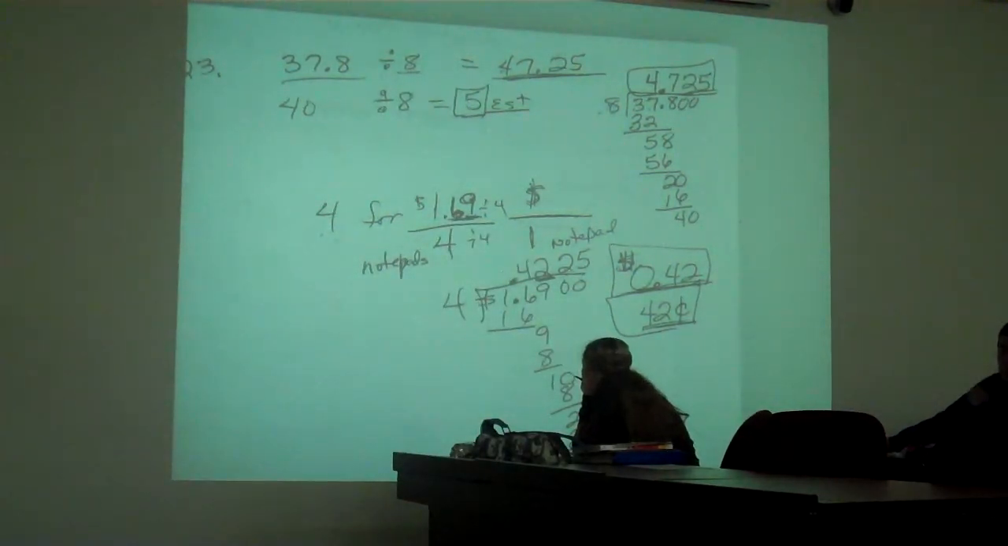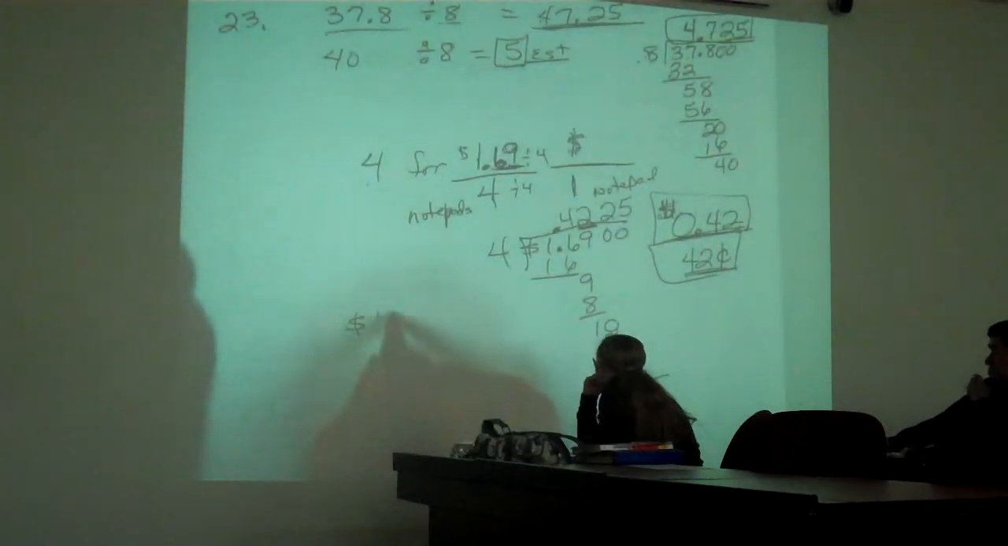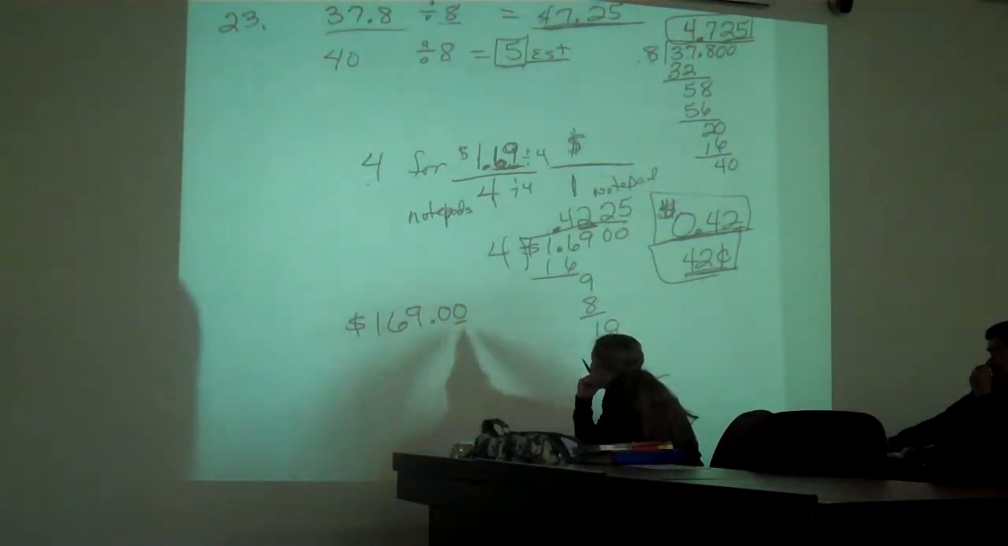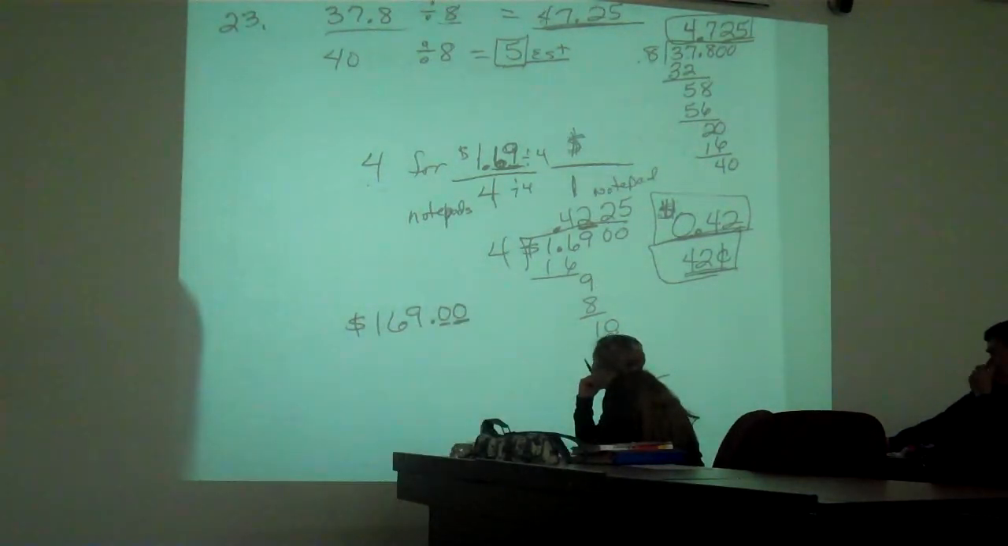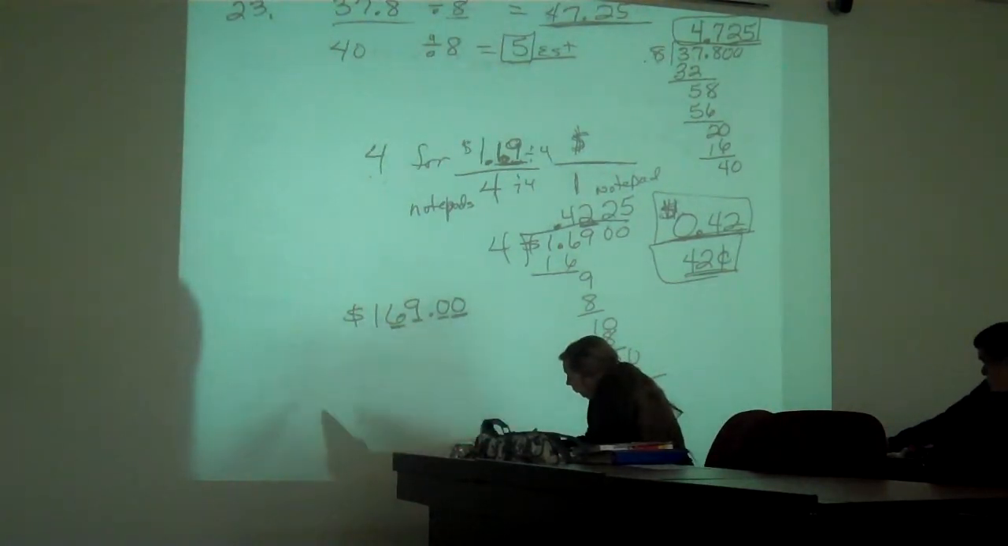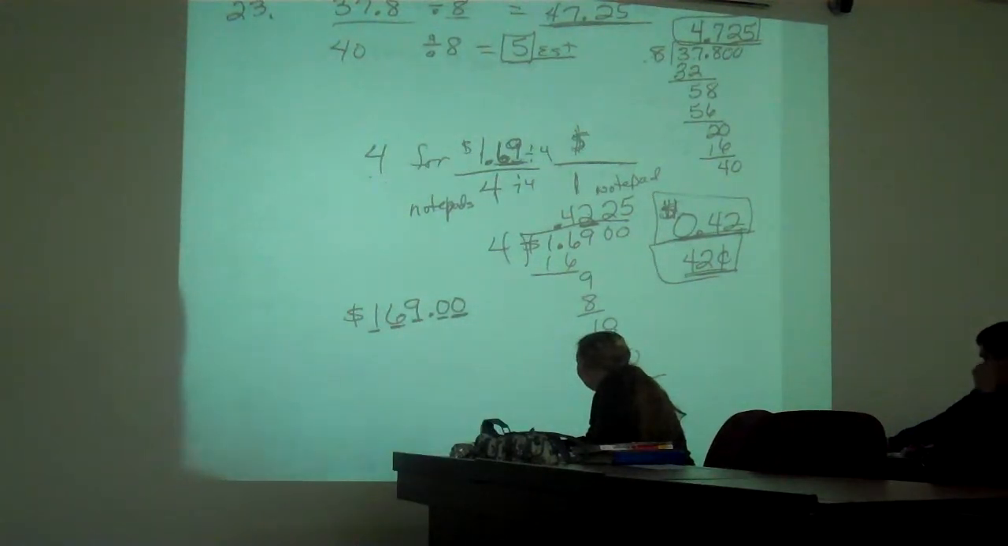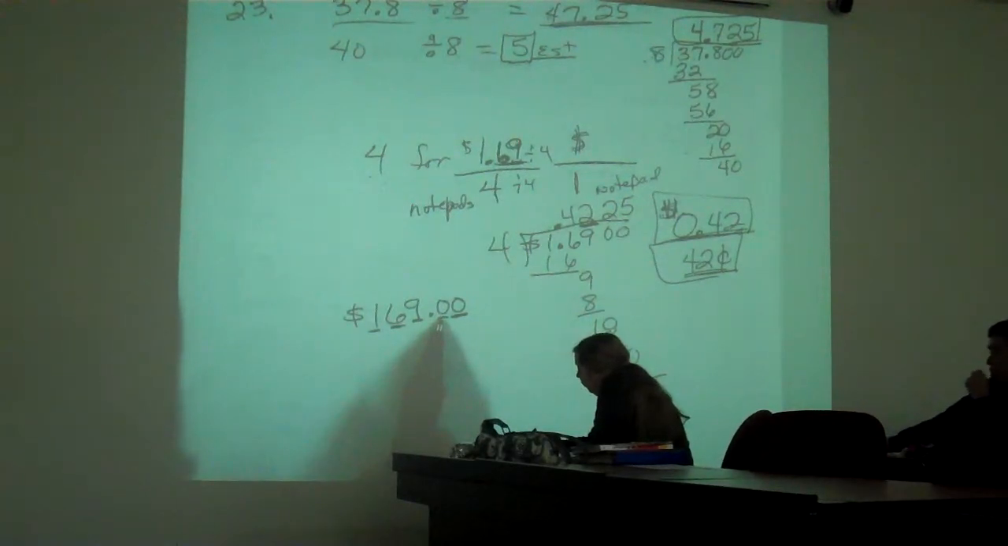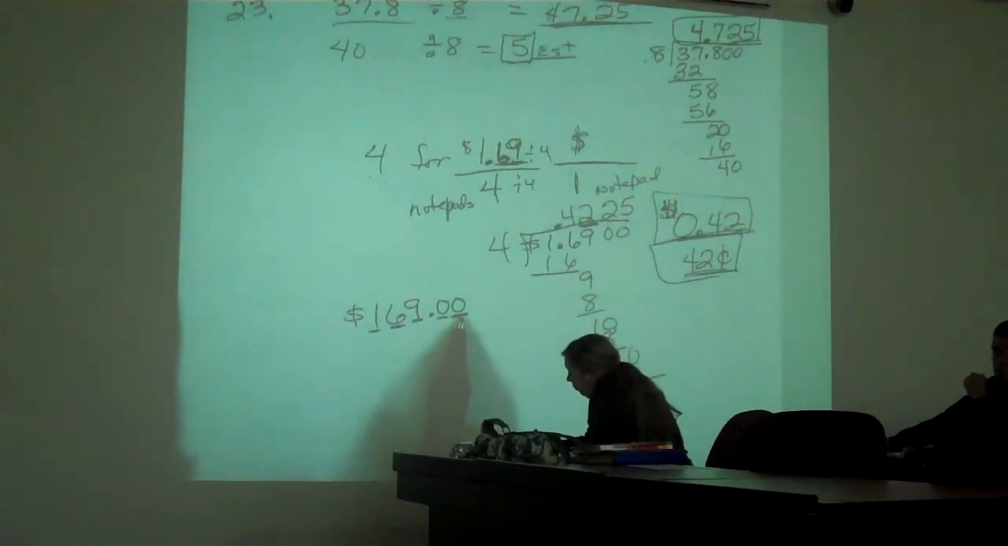And if it's 169, then the decimal goes after the 9? If it's $169, it's just like that. There would be no cents right there. This is your pennies and this is your dimes. This would be your $1 bills, your $10 bills, your $100 bills: ones, tens, hundreds. This is the tenth of a dollar, which is a dime. This is a hundredth of a dollar, which is a cent.